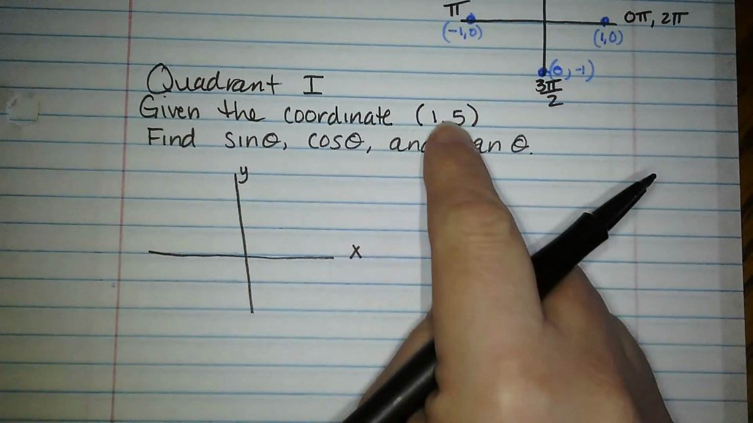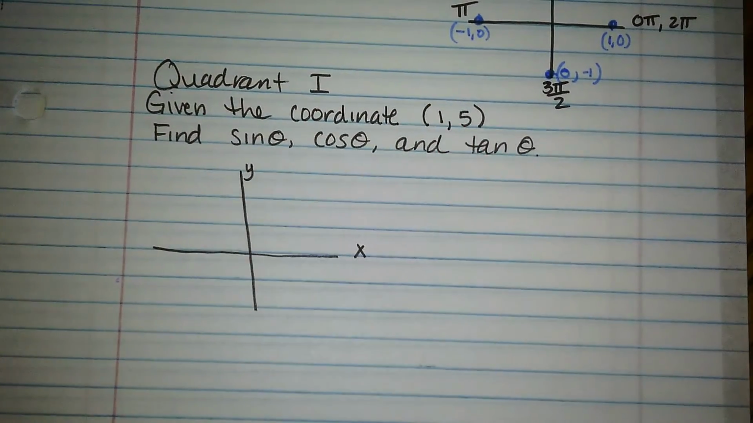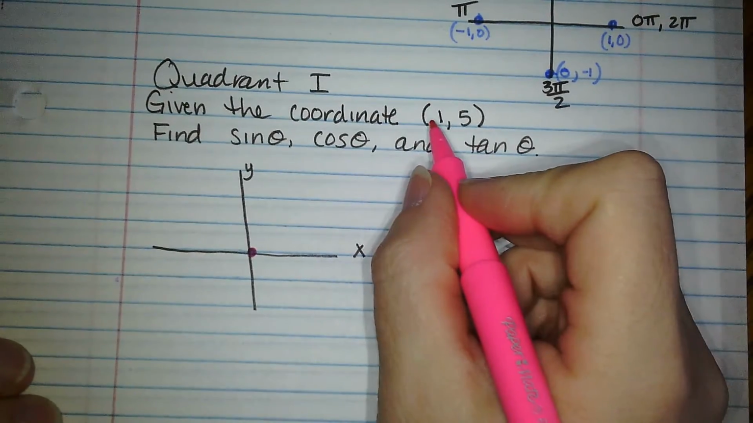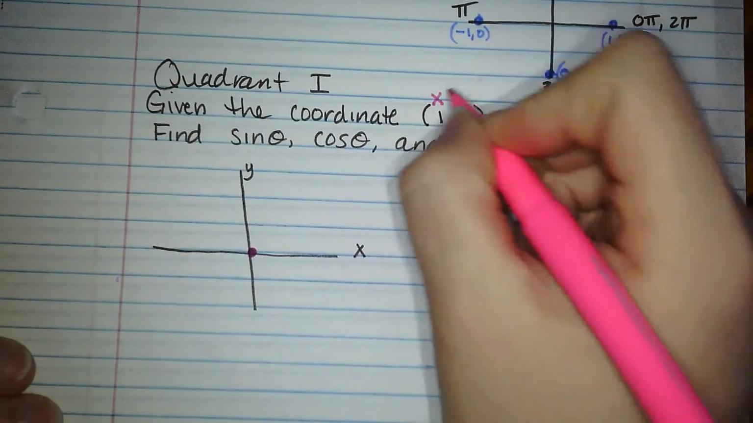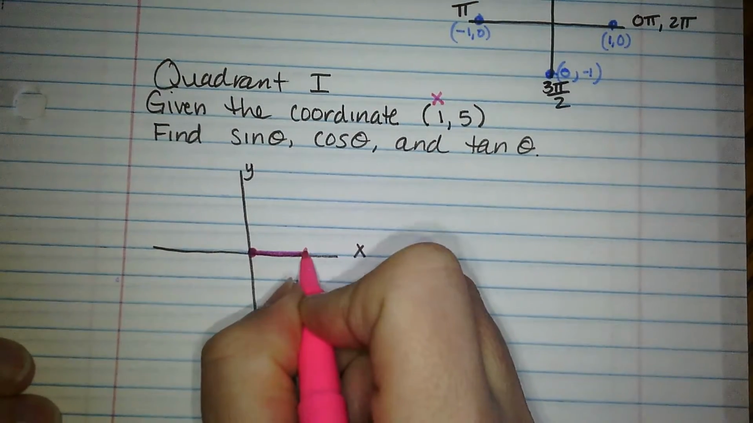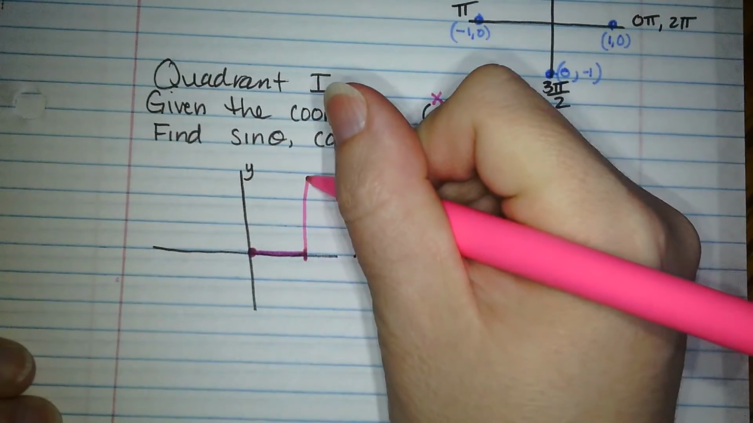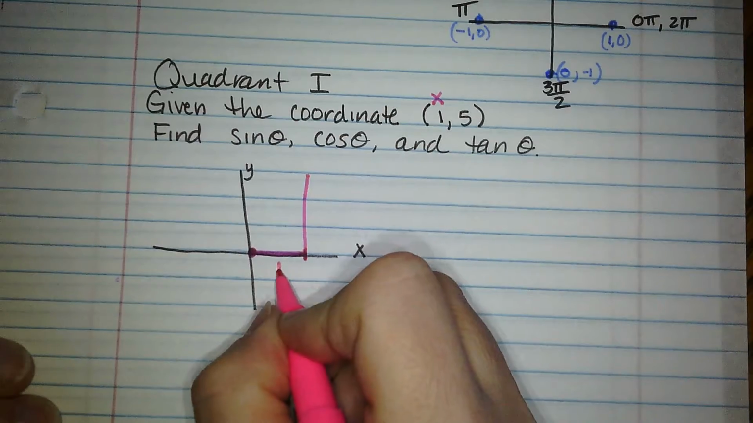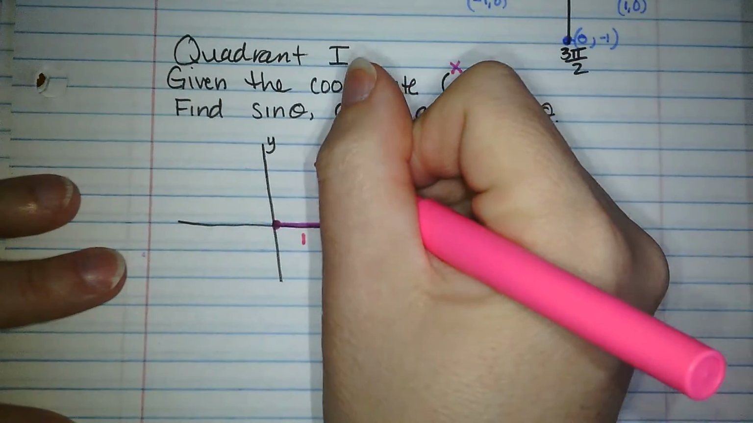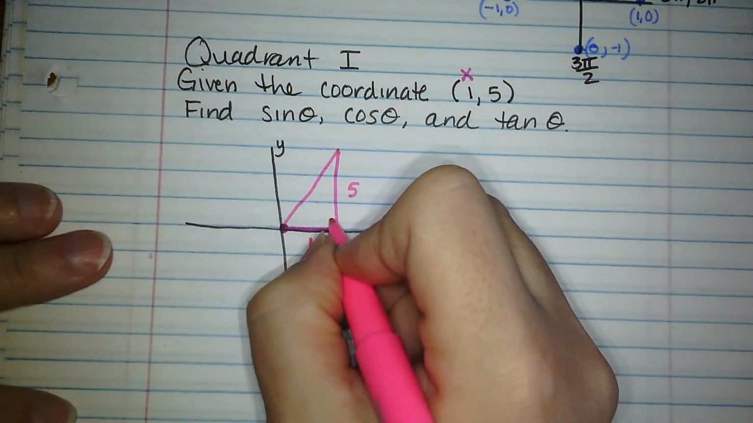Okay, so what has to happen is we have to physically draw the path from the origin. So from the origin, we have to go X amount 1. So I'm going to go right 1. And then we're going to go up 5. So this amount is 1 and this amount is 5. We're then going to connect back to the origin. And this is where our right triangle is. Okay, so we're going to put our right angle in here.